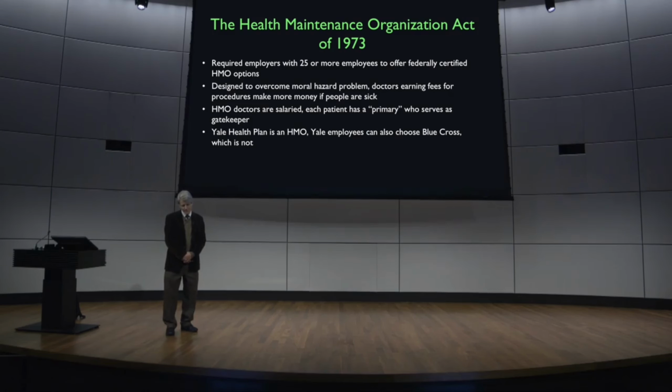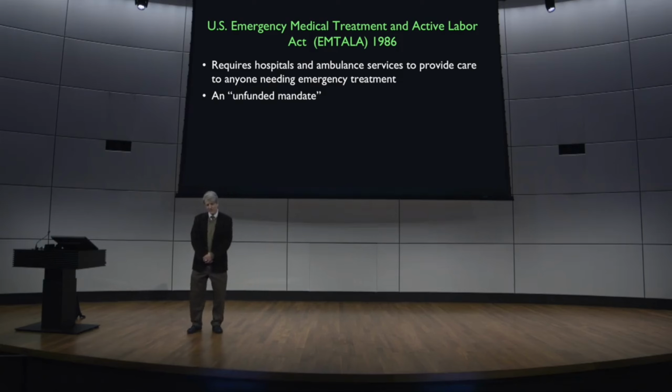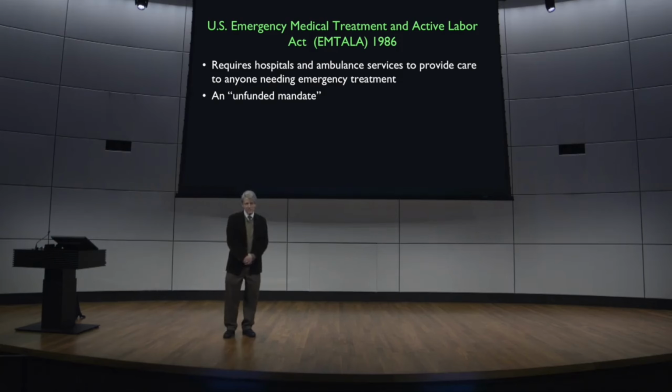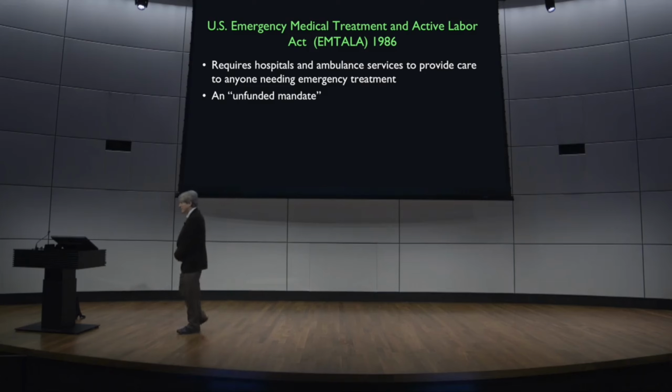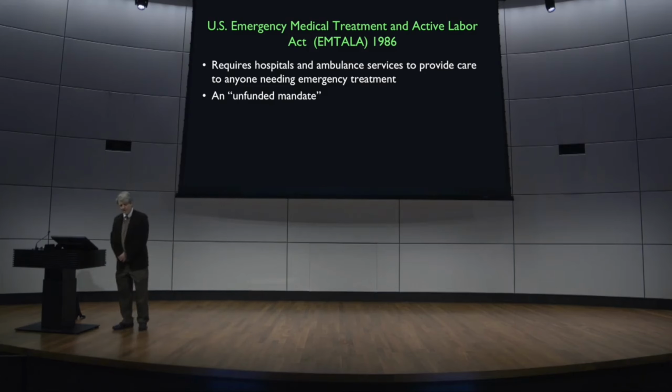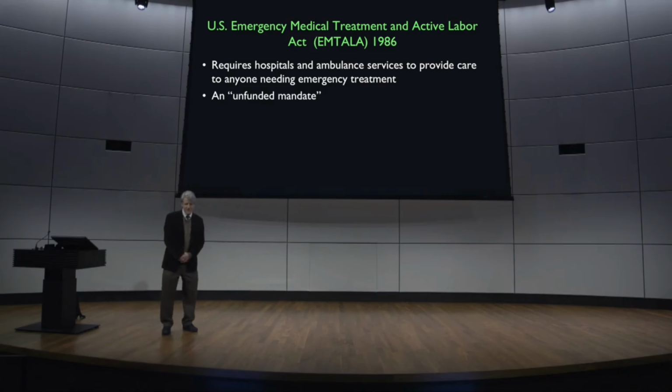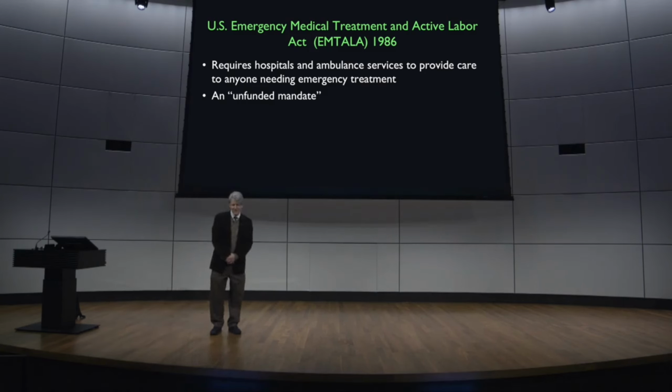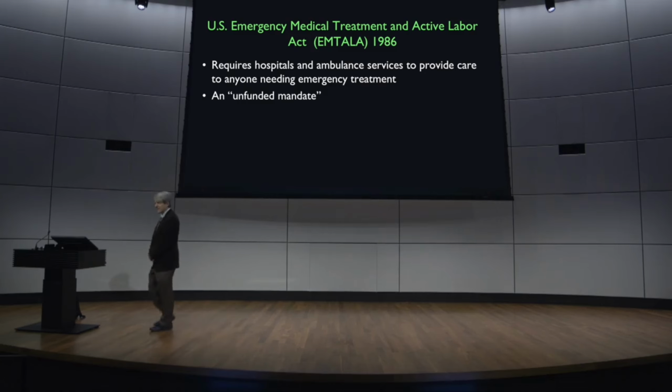In 1986, the U.S. Congress passed another law called EMTALA, the Emergency Medical Treatment and Active Labor Act, which required hospitals and ambulance services to provide care to anyone needing emergency treatment. So basically it was a tax on everybody to provide emergency services. Now, you could probably go to an emergency room before 1986 because there was some public spirit that hospitals would treat you if you came in. But it became mandatory in 1986.